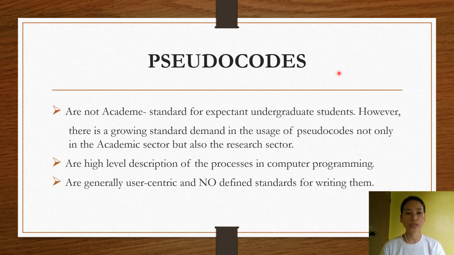So, pseudocodes. Pseudocodes are not really an academic standard for undergraduate students. However, there is a growing demand for the usage of pseudocodes not only in the academic sector but also in the research sector. They are a high-level description of a process in computer programming. They are generally user-centric and have no defined standards for writing them.